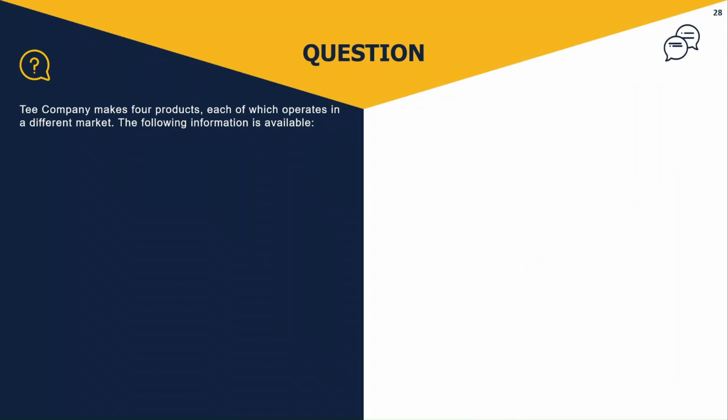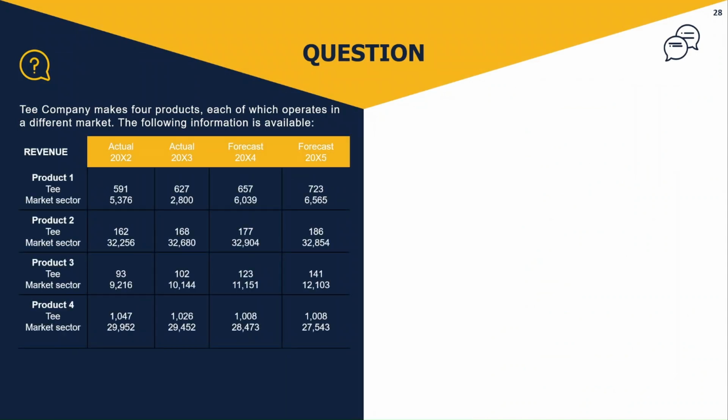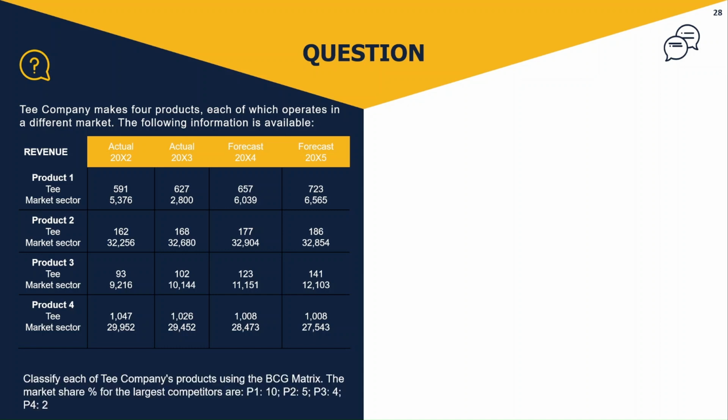Okay, so we're going to have a go at a question. The tea company makes 4 products, each of which operates in a different market, and the following information is available. You've got product 1, 2, 3, 4 down the left-hand side, and you have tea's revenue and the market sector revenue, and you've got that for 20x2, or I think about this as 2022, all the way through to 20x5 or 2025. Classify each of the tea products using the Boston Consulting Group matrix.